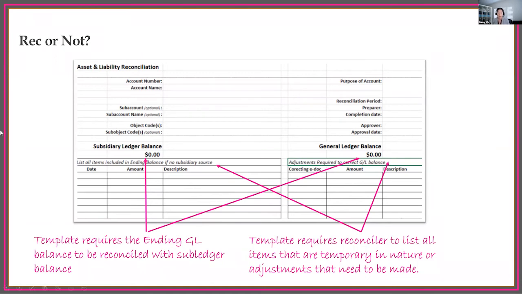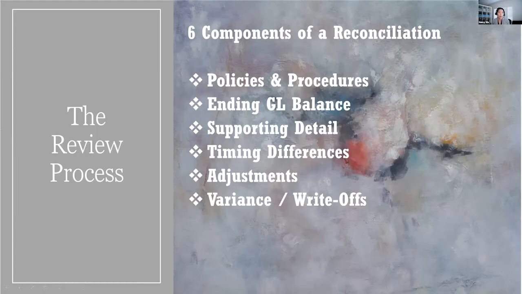So let's recap the six components of a true reconciliation. Number one is your policies and procedures, getting that background information so we understand what it is we're dealing with. Number two, we're going to start the rec with the ending general ledger balance and not the beginning balance. Number three, we're going to make sure that anything we put in to support the reconciliation is actually valid, meaning that it comes with supporting documents if the amounts are material.